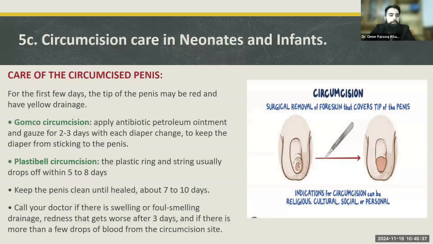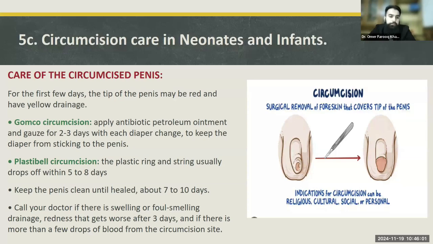Care of the circumcised penis. For the first few days, the tip of the penis may be red and have yellow drainage. It is normal for a post-circumcision penis. Gomco circumcision is basically a circumcision technique. So after Gomco circumcision, apply antibiotic petroleum ointment and gauze for 2 to 3 days with each diaper change to keep the diaper from sticking to the penis.